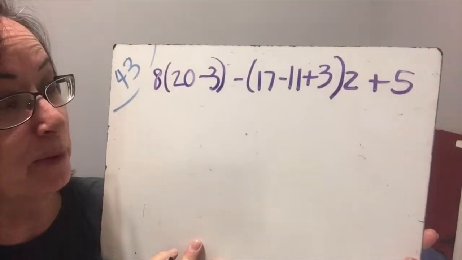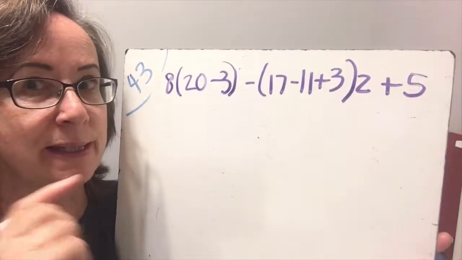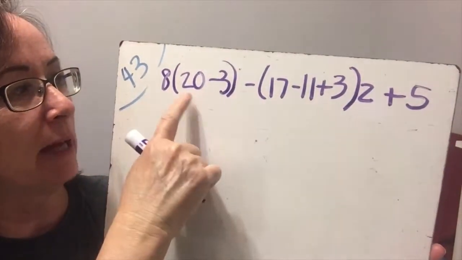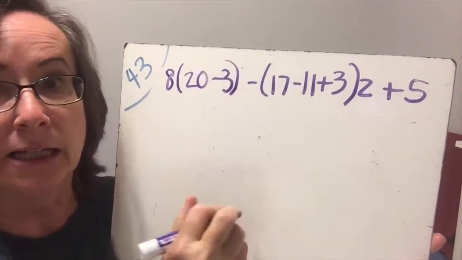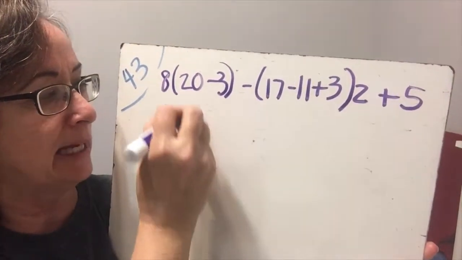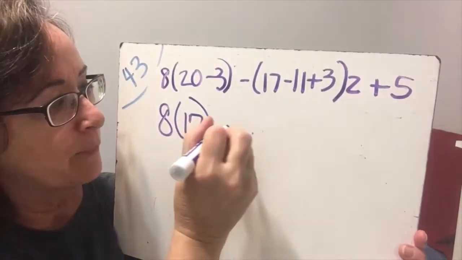Okay, this is example 2, and again, we're going to go zipping straight to our parentheses. So we'll skip over the 8 and we'll do 20 minus 3. 20 minus 3 is 17. So we will write 8 times 17, and we will come back and do that in a minute.